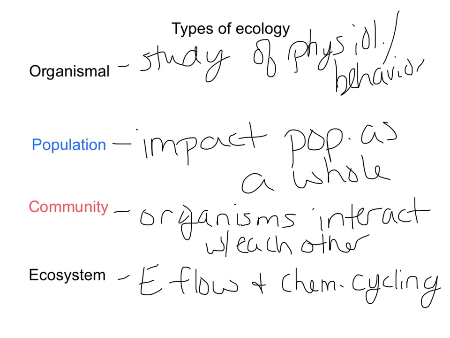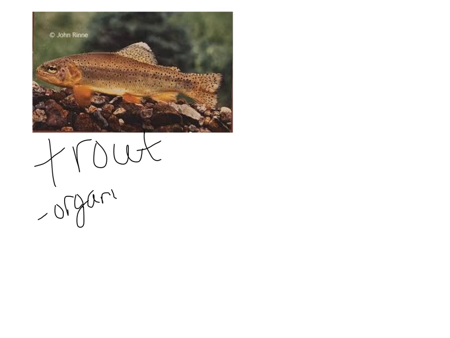So let's look at some examples of the different kinds of ecology. Let's look at this guy here. I have a trout, which as you can tell is a fish. If we were talking about how this trout is going to select a mate, which kind of ecology would that be? Hopefully you told me that that would be organismal ecology.